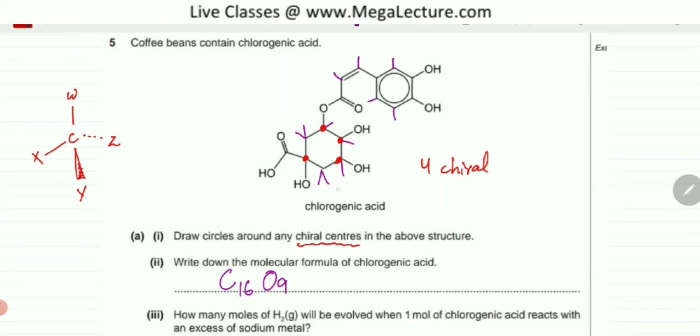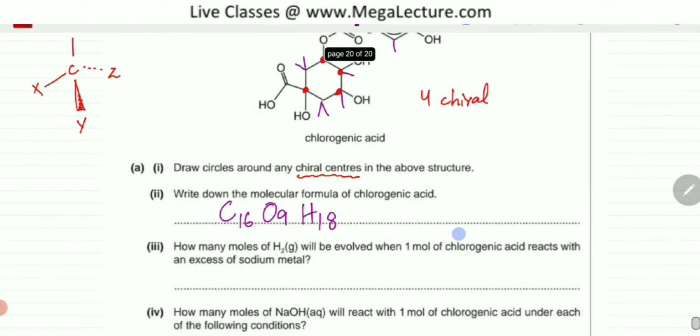And now we need to look for hydrogens. I'm going to count the hydrogens that are written over here first. That's 1, 2, 3, 4, 5, and 6. Then 7, 8, 9, 10, 11, 12, 13, 14, 15, 16, 17, and 18. So in total, there are 18 hydrogens. So hopefully this is the molecular formula.